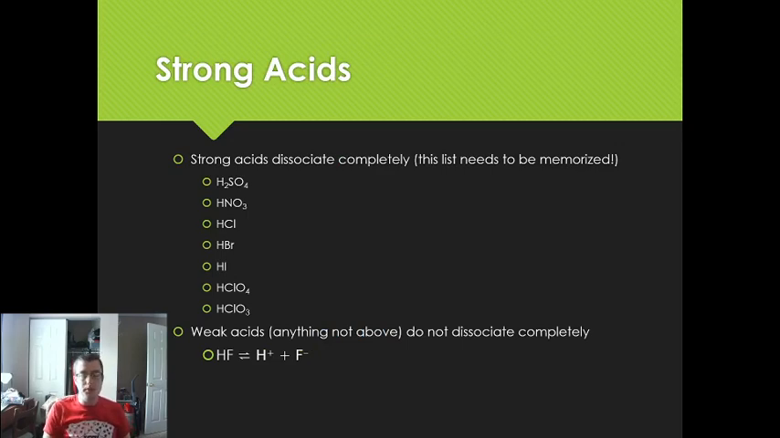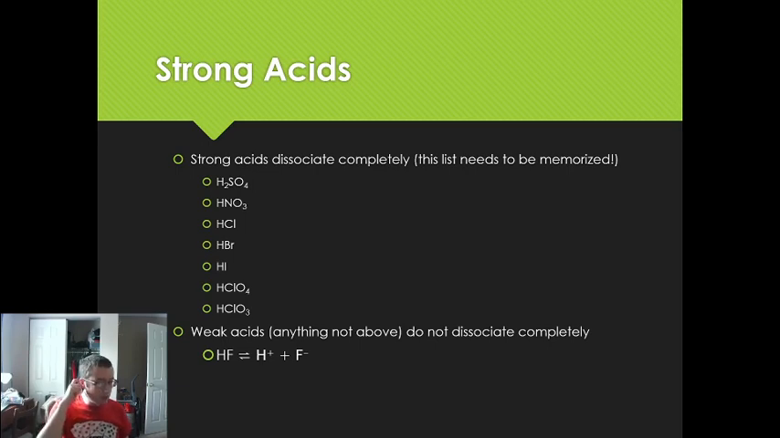Okay, so just real quick now, a list of strong versus weak acids. So strong acids are going to dissociate completely. So that means that if I were to put this into water and dissolve it, all of those hydrogen ions and all of those, whatever the other part is, whether it's polyatomic or just something off the periodic table, are going to completely break apart and they're going to be completely floating on their own. And you do need to have this list memorized. There are only 7 of them, so it shouldn't be too terrible.